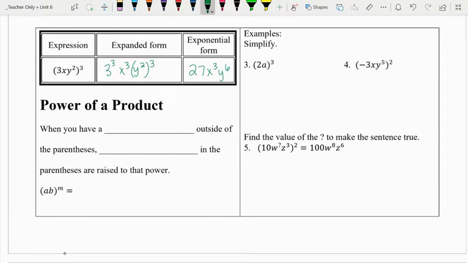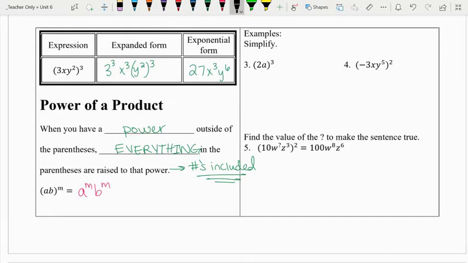So when you have a power outside of the parentheses, you distribute, you have everything in the parentheses gets raised to that power, okay, including the numbers. This is always the part that people forget, okay? So for example, ab to the m becomes a to the m, b to the m.